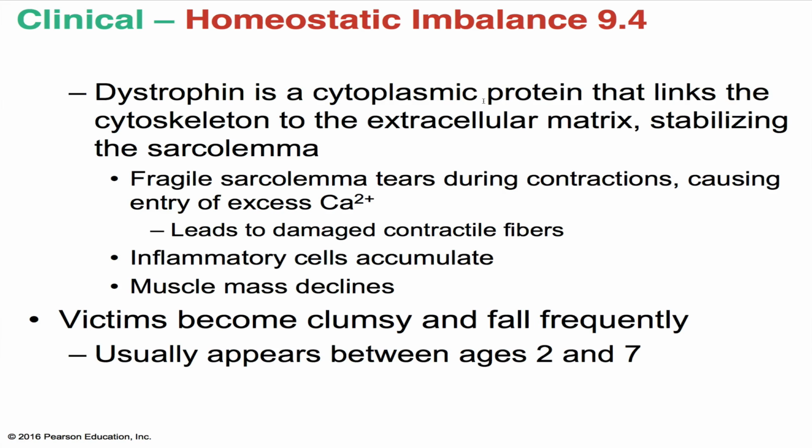Dystrophin is a cytoplasmic protein that links the cytoskeleton to the extracellular matrix, stabilizing the sarcolemma. In patients with DMD, the fragile sarcolemma tears during contraction, causing the entry of excess calcium. Now, this leads to damaged contractile fibers. Next, inflammatory cells start to accumulate. You're going to see macrophages and lymphocytes come into the surrounding connective tissue, and they start to aggregate there. As the regenerative capacity of the muscle is lost, the damaged cells undergo apoptosis, and your muscle mass starts to decline. What you start to see in the victims is that they're becoming clumsy and they start falling more frequently. This usually appears between the ages of 2 and 7.